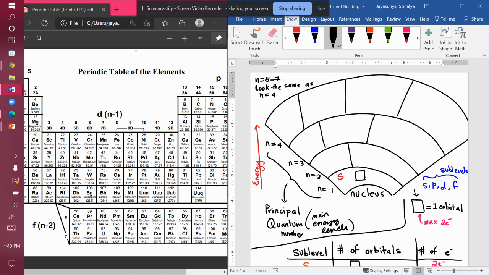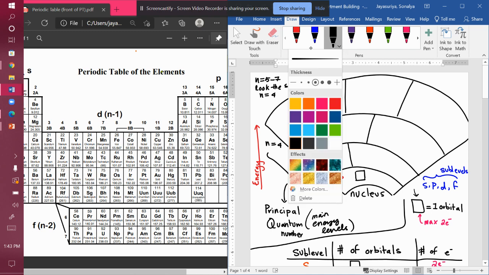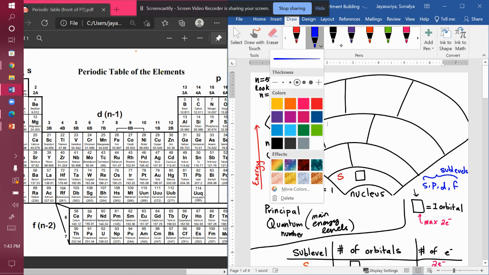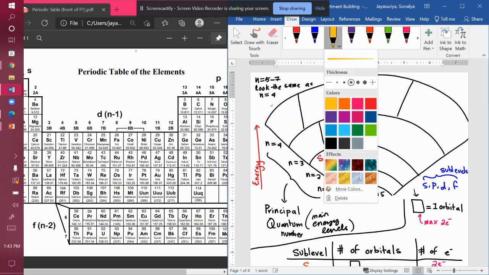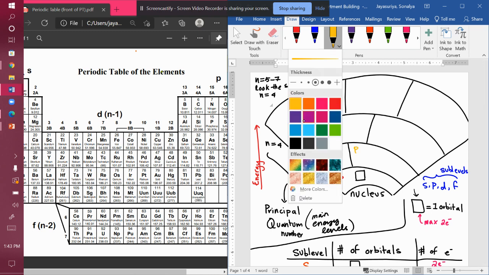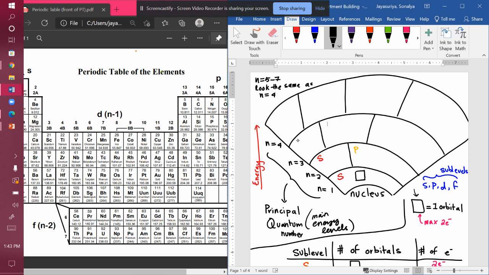There are four different types of sublevels: S, P, D, F. The next energy level has an S type apartment and a P type apartment. The way they are different is the number of rooms they have. S always has one, P is a three-roomed apartment, which means you can put two electrons in each room for a total of six electrons.